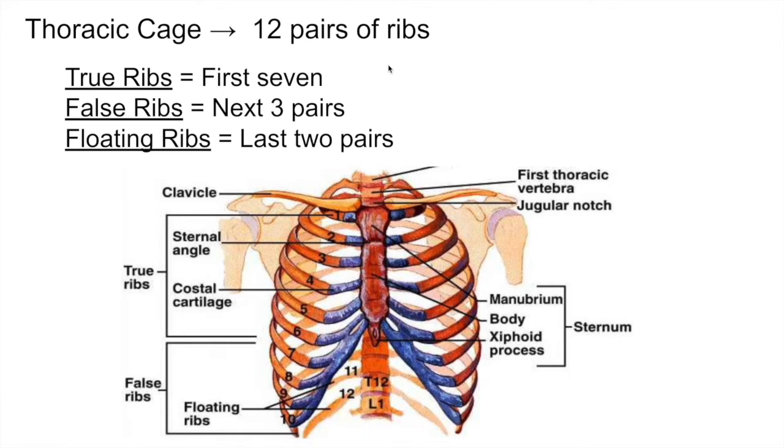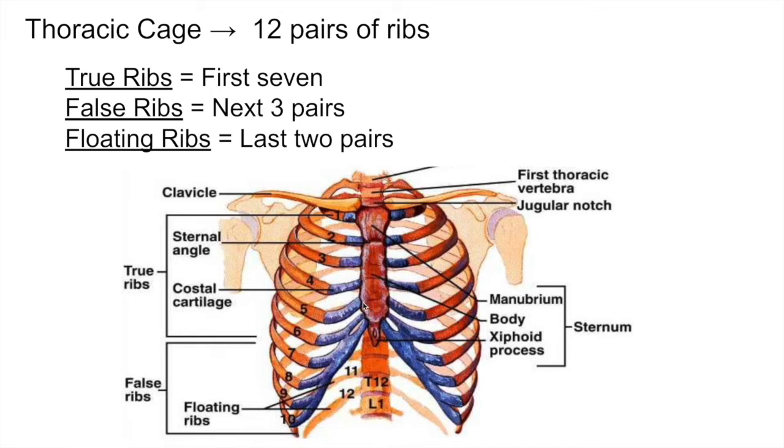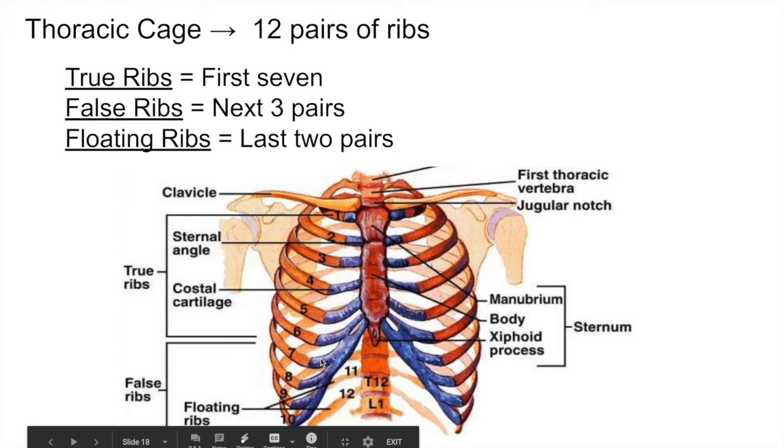So we have 12 pairs of ribs, and we can see them here on the front of the chest. Okay, we call the first 7 our true ribs, and you can see 1, 2, 3, 4, 5, 6, 7. They actually connect right to our sternum with cartilage. So that's kind of why they're called the true ribs. Then the next 3, 8, 9, and 10, are called the false ribs, right? And they're false because they're not directly connected to the sternum, but they do have cartilage that connects all the way up here.